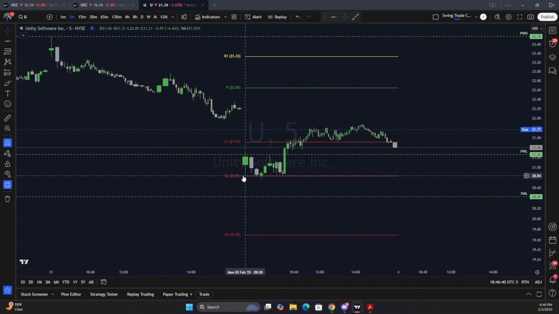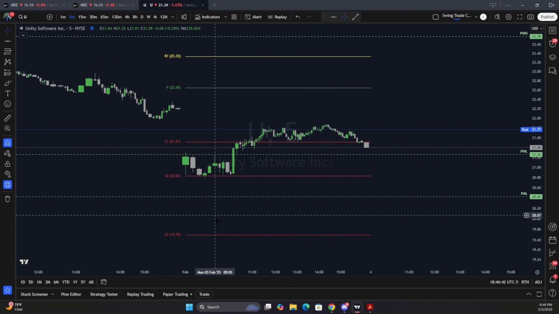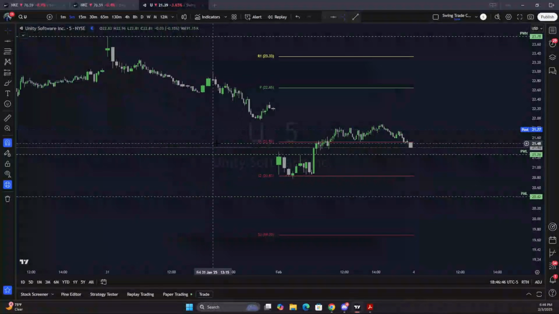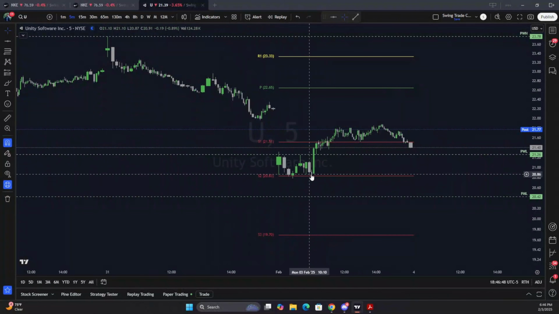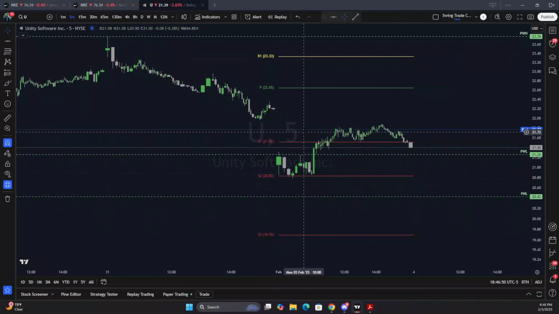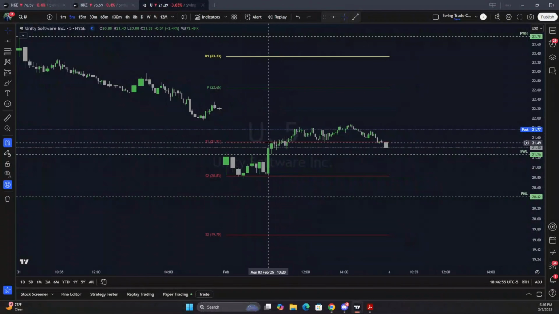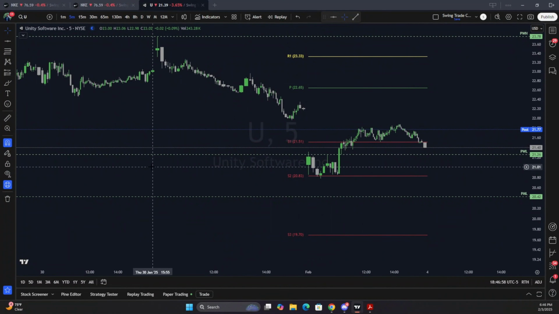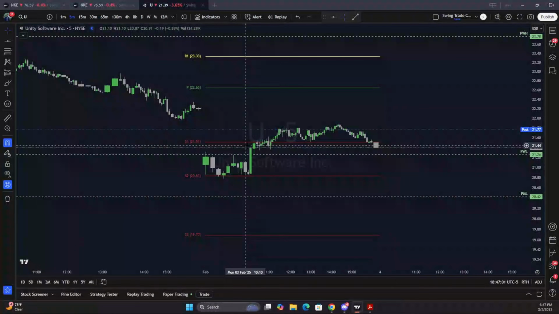So here you can see that S2 is serving as support. We never broke below it, and it went to S1, which served as a resistance. And we all know when you break through support and it goes back up, it then becomes a resistance. And when you break above it, it becomes support again. So look at how accurate these daily pivots are when it comes to trading.